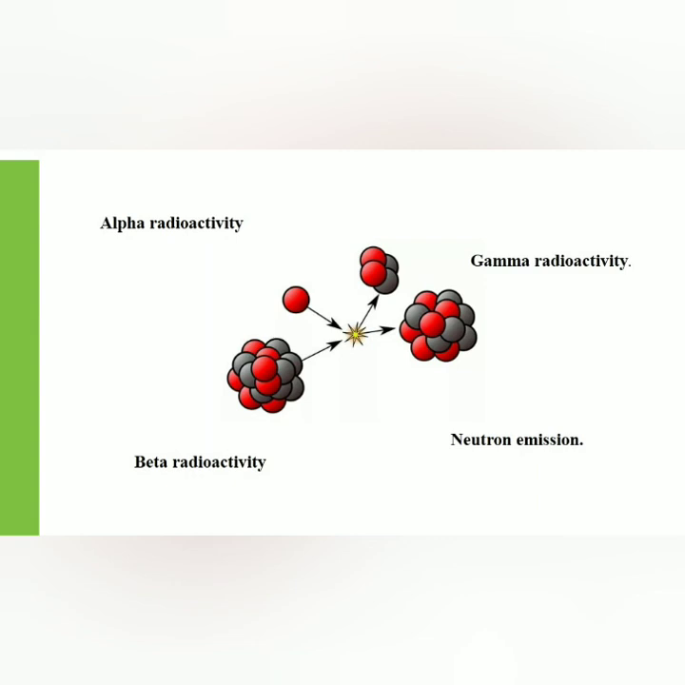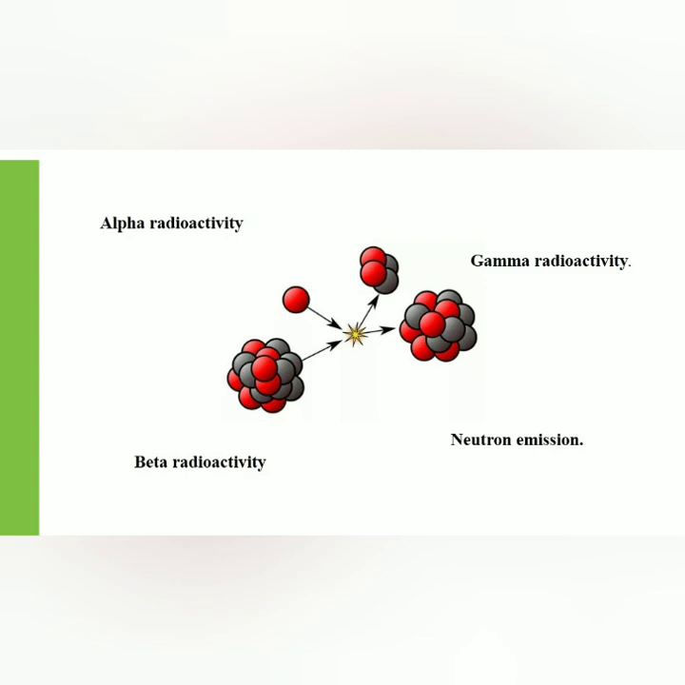Gamma radioactivity. Gamma rays are electromagnetic radiation of very high frequency and therefore high energy photons. They are produced by the decay of nuclei as they transition from a high energy state to a lower state, known as gamma decay. Most nuclear reactions are accompanied by gamma emission.